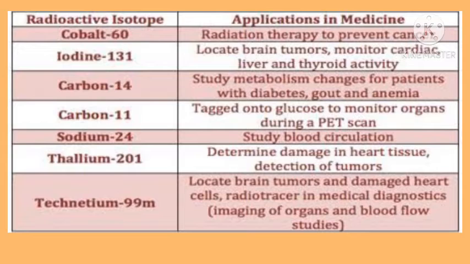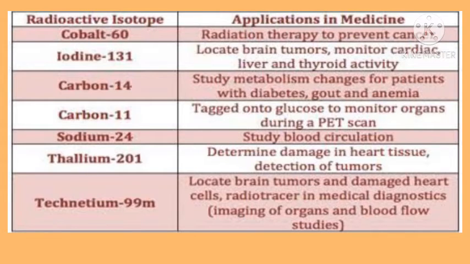Some of them are: an isotope of uranium is used as a fuel in the nuclear reactor. An isotope of cobalt, cobalt 60, is used in the treatment of cancer. An isotope of iodine, iodine 131, is used in the treatment of goiter.